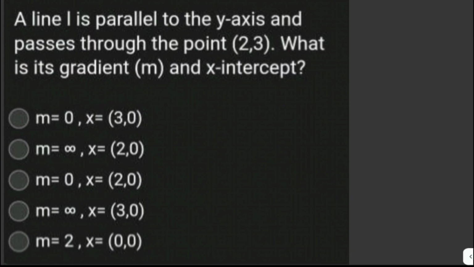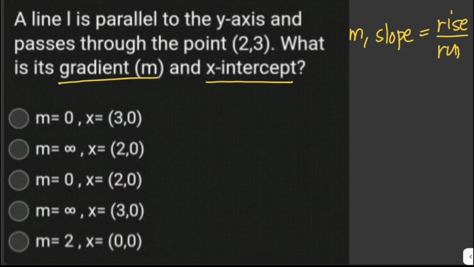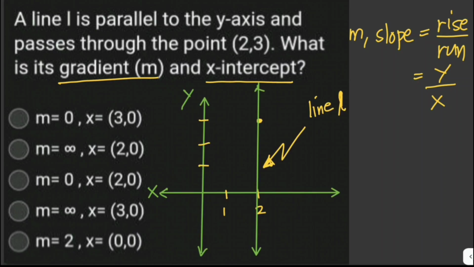A line L is parallel to the y-axis and passes through the point 2, 3. What is its gradient and x-intercept? So what is a gradient? Gradient is our slope, and our x-intercept is the value of x when y is equal to 0. So our slope is just equal to rise over run, or the value of y over x.